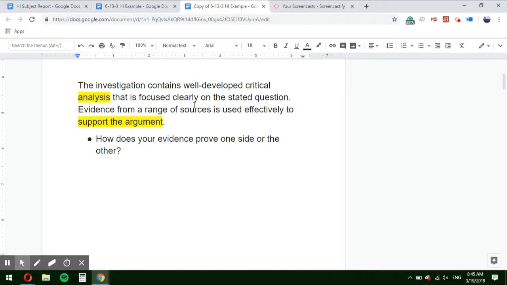Thirdly, the investigation contains well-developed critical analysis that is focused clearly on the stated question. Evidence from a range of sources is used to effectively support the argument. I like to consider this like the commentary in an English AEC style essay, where your commentary, your analysis, basically serves to prove why your evidence proves your assertion, and then how that proves the perspective that you're arguing. How does your evidence prove one side or the other is what your analysis wants to be doing.